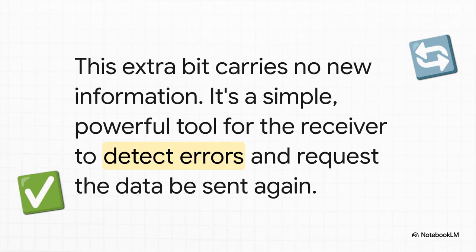And that 5th bit is the key. It's not part of the original message at all. It's literally just there for the check. So if the receiver gets a code word and counts an odd number of ones, it knows instantly that an error happened somewhere along the way, and it can just ask for the data to be sent again. It's a simple but really powerful little security check.